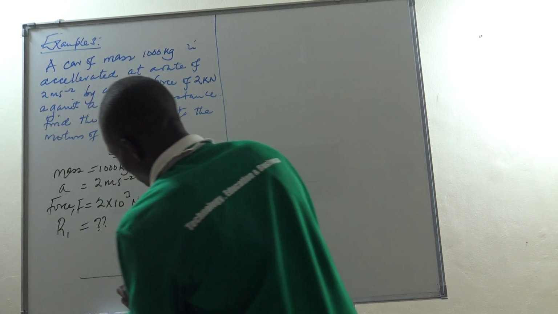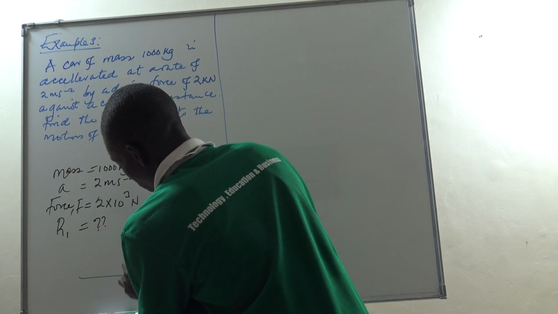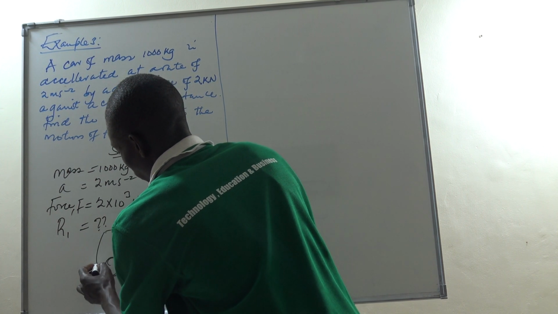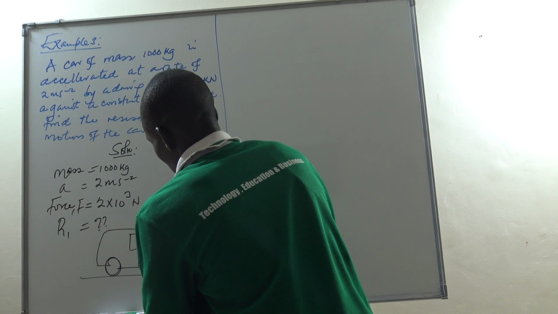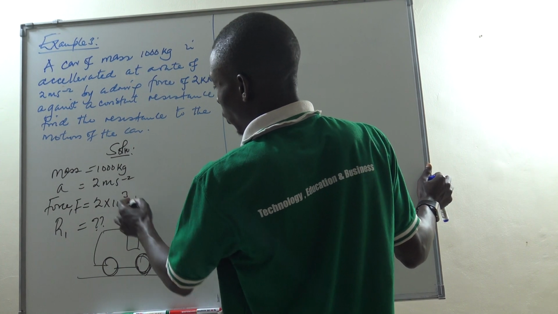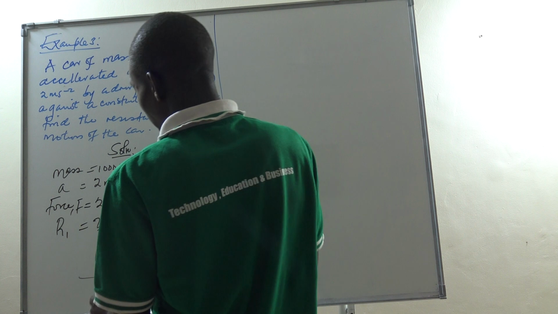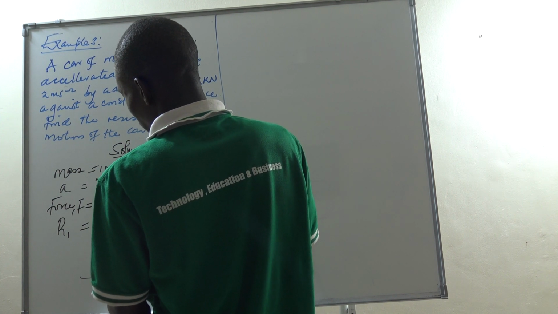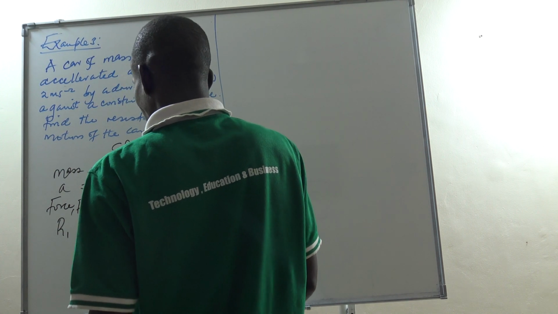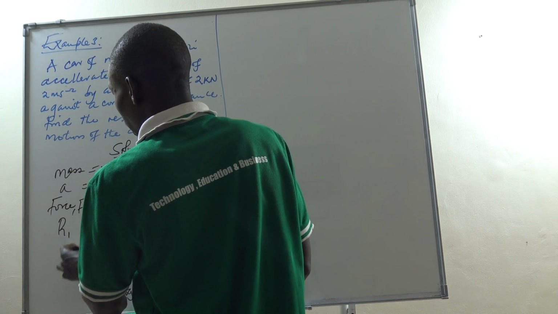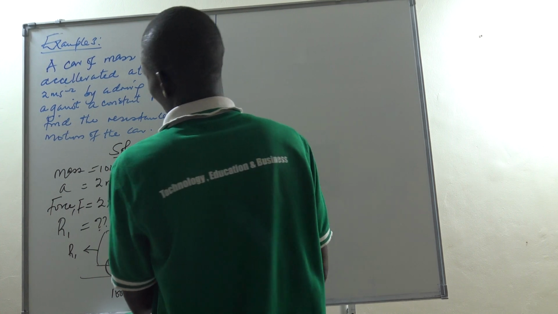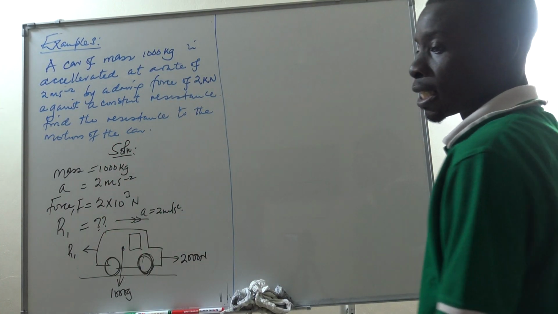So a simple sketch for elaboration, I can say if I have this, I have this driving force here that has been given as 2000 Newton, or the same as 2 times 10 to the power 3. And then I have the car which is having some mass, okay? This is relevant force, even if I don't put it there. And then I have a resistance R1. This body here is going to accelerate at a rate of 2 meters per second squared. That is what is happening.